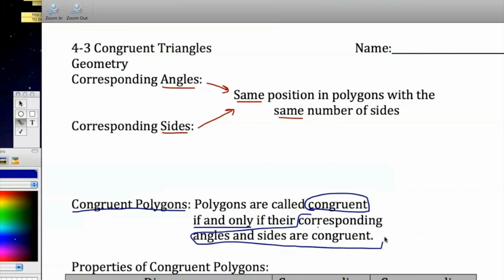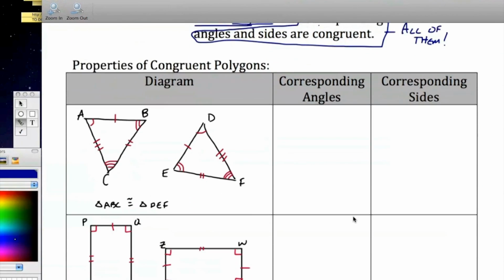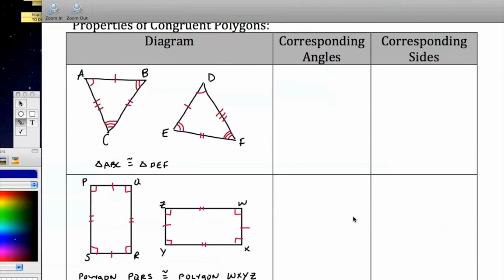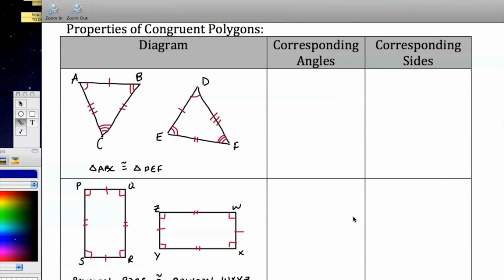So, this is the key piece right here. It has to be all of them, because it's only if. Okay? So all of them must be congruent. Okay? And so when we go down to this little chart that we've got here for the properties of congruent polygons, what we're looking at is two triangles here, and they have corresponding angles because they're the same figure and they have the same number of sides.